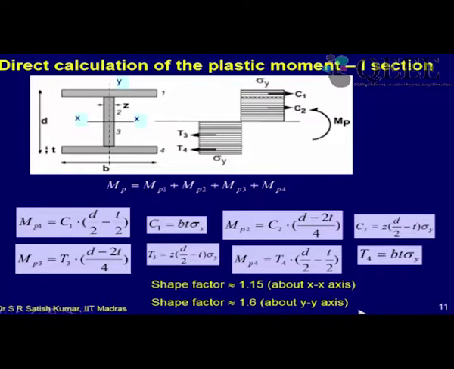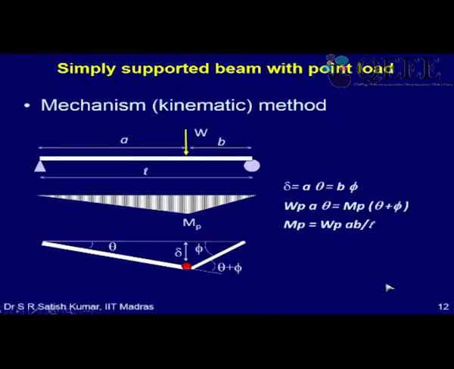The collapse load factor is defined as the plastic collapse load Wp divided by the elastic yield load Wy. Wp by Wy for a simply supported beam will be the same as the shape factor, but for other beams it will be more than the shape factor. That is where we get the advantage. Now, how to analyze the beam by plastic analysis.